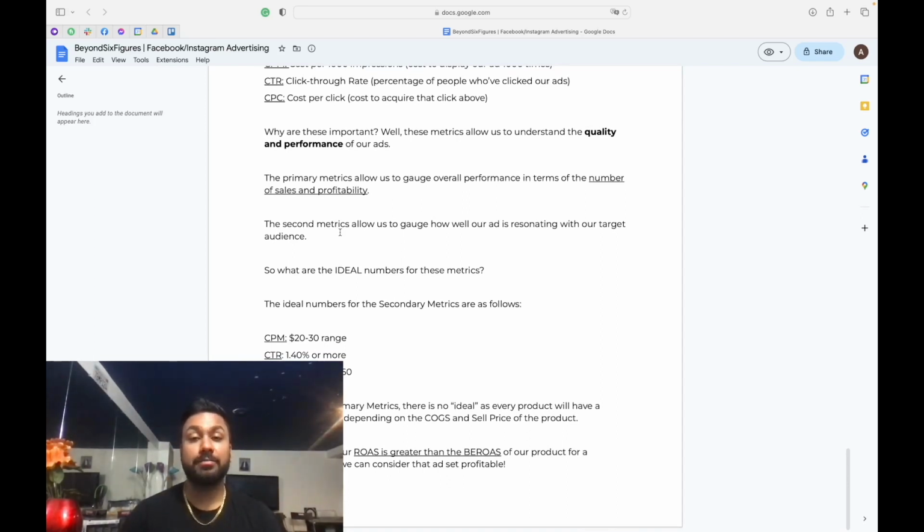Now keep that in mind, because the primary metrics are not the only thing that's important. You can get a lot of sales and you can have very high CPMs, very low CTRs, and very high CPCs, but you're getting sales, right? You're very profitable because maybe your margin's very, very high. So yes, your primary metrics are good, but in your secondary metrics, maybe there's some improvement you can make. And that's why it's super important to understand the difference between primary and secondary metrics, right?